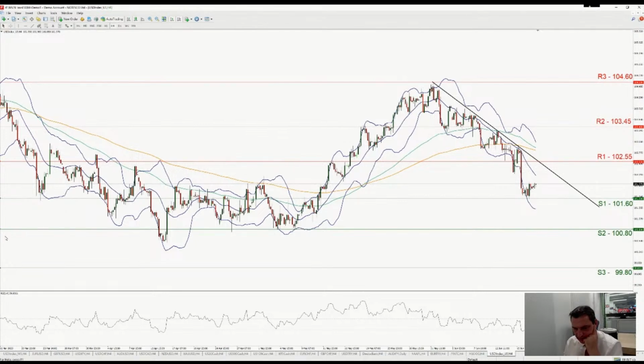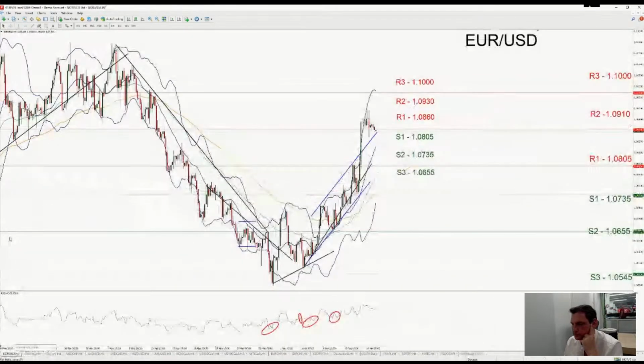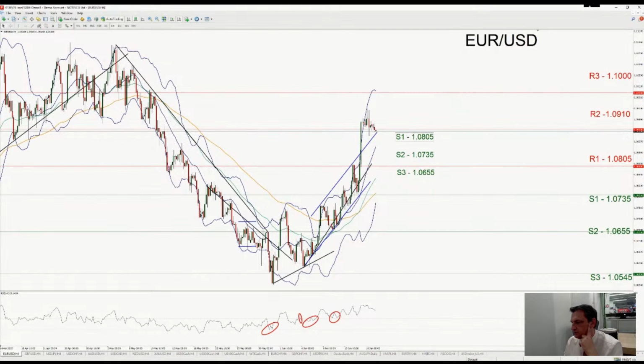Let me delete the old one. Let's have a look at Euro USD. Definitely don't need these. Let's readjust the chart a little bit, at least the labels.